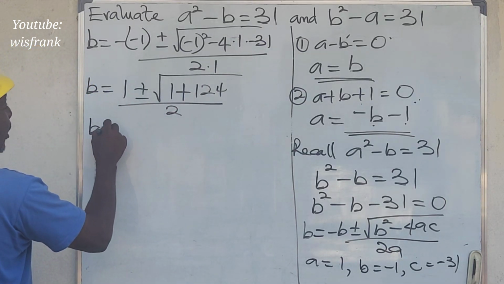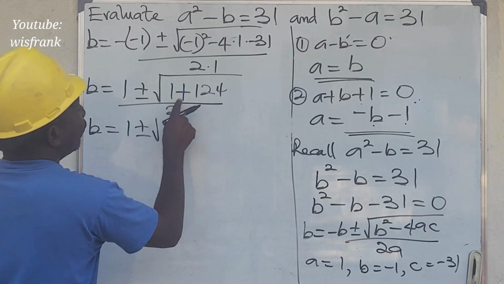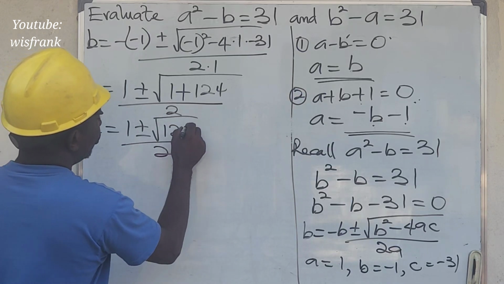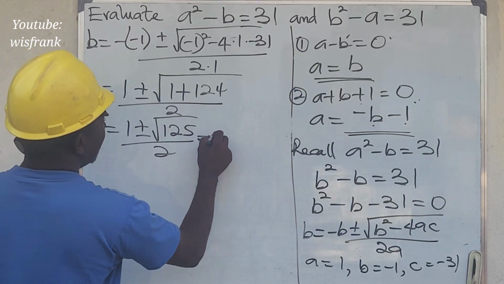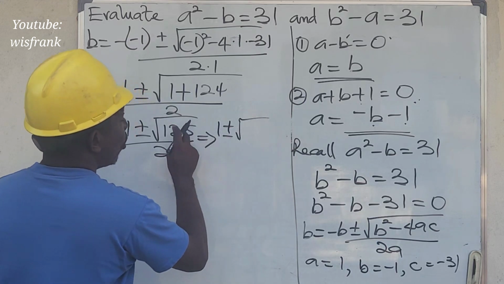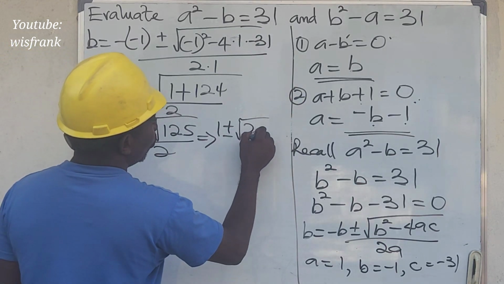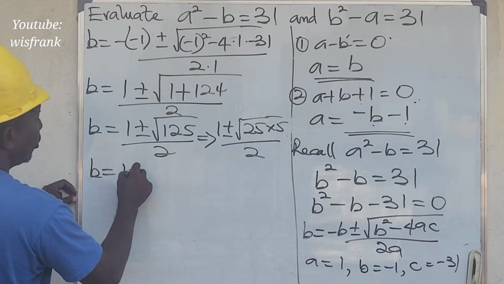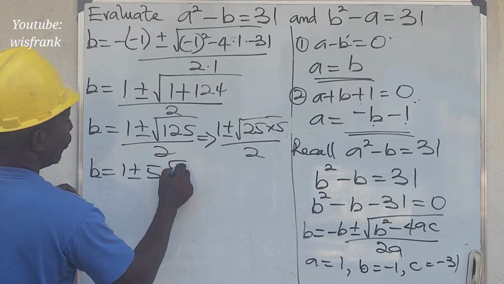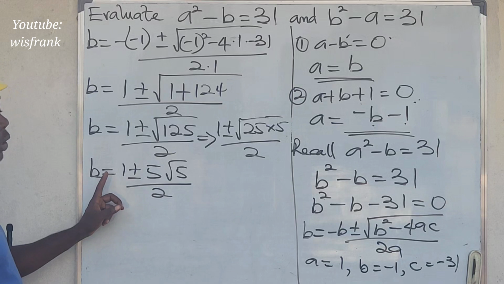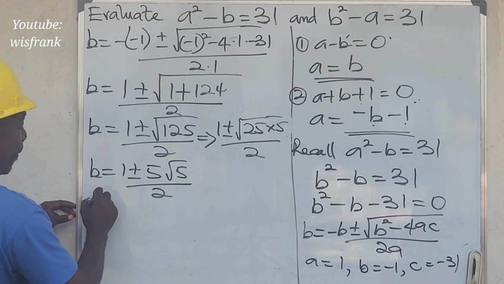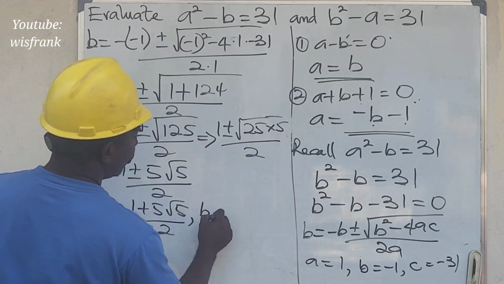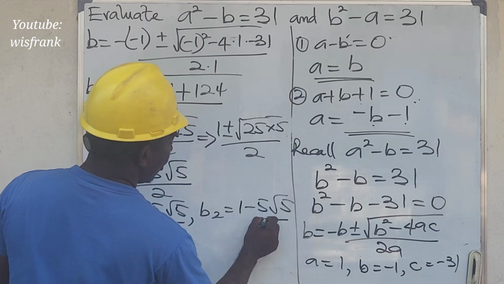In this case, our value of b equals 1 plus or minus the square root of 1 plus 124, which gives 125, all over 2. We can rewrite this as 1 plus or minus the square root of 125, the same thing as 25 times 5, all over 2. So our b will be equal to 1 plus or minus the square root of 25, which is 5 root 5, all over 2. So these are the two values of b that we have here, where b1 equals 1 plus 5 root 5 all over 2, and b2 equals 1 minus 5 root 5 all over 2.